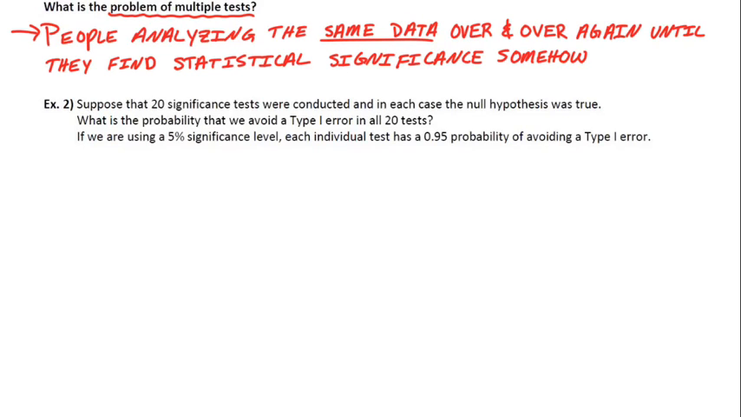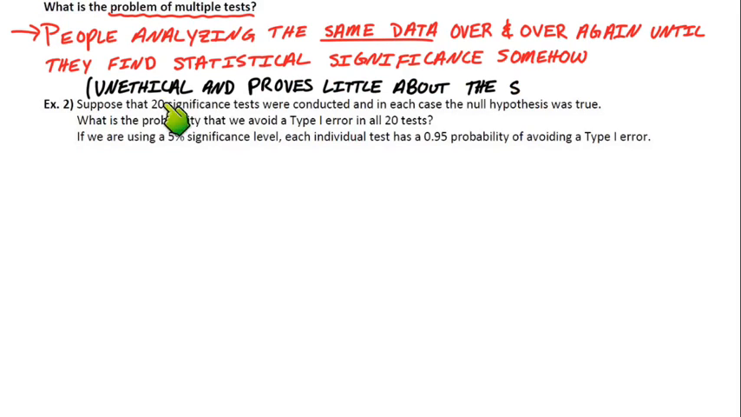So these people didn't set out with a clear goal, right? They didn't set out with a hypothesis in mind to show that there was a clear difference, something specific. They just take the data that's acquired and look at it from a bunch of different angles until they finally find something that is statistically significant. Well, that's the downside, right? That's the unethical part of these tests. Something that shouldn't be done, and it proves little about the situation. It would have little practical importance.